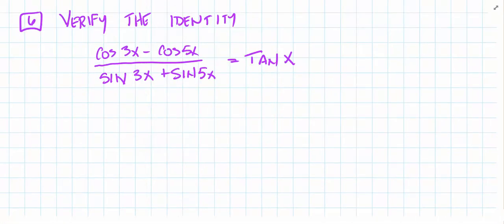All right, so look at this. How scary does this thing look? Terrifying. Looks super scary, right? We're going to have all the power in the world to just blow this thing out of the water. No problem. Cosine 3x minus cosine 5x over sine 3x plus sine 5x equals tan x. Okay, guys, which side do you want to start on? I say the left, right? There's more stuff to work with.